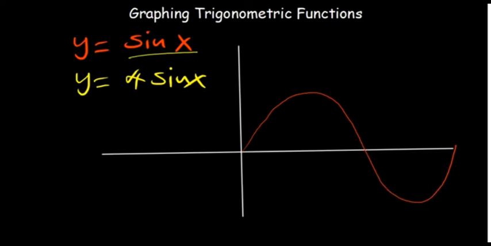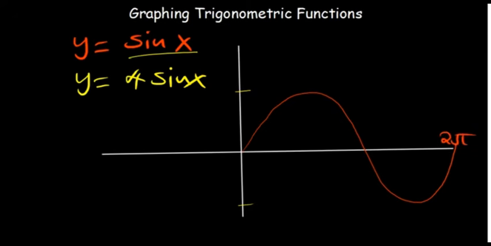So the amplitude had to change the value from 1 to 4, minus 4. That was the effect of the amplitude. And then of course, in the normal case, we do expect the basic form of the graph to have a period of what? To have a period of 2 pi.